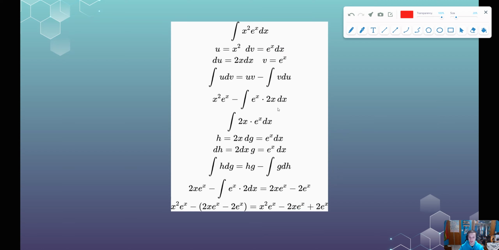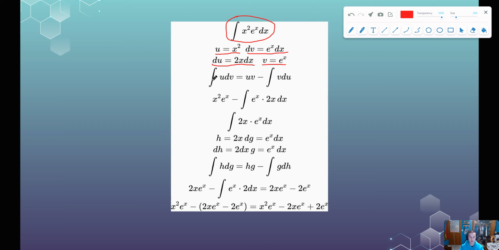So for our next problem, we're going to do an integration by parts example. We have the integral of x squared e to the x dx. What we're going to do is find our u and our dv. So we're going to let u equal x squared and dv equal e to the x. And so we know that du is 2x dx and v is equal to e to the x.